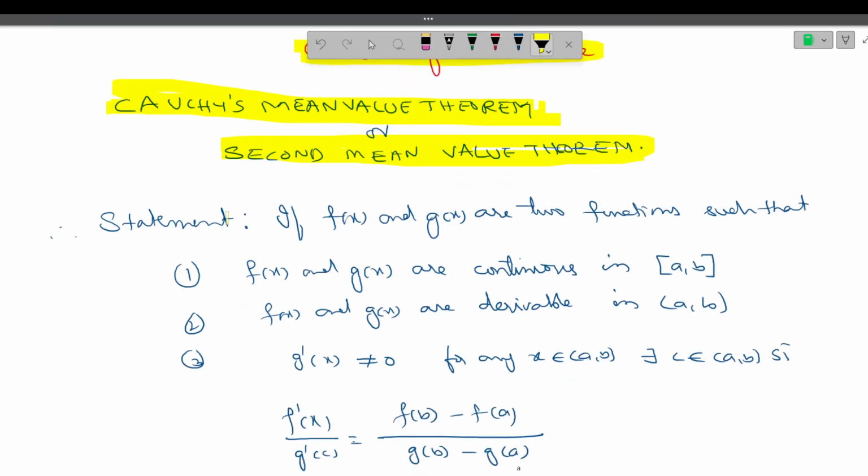So what is the statement? If f of x and g of x are two functions such that f of x and g of x are continuous in the closed interval [a, b], f of x and g of x are derivable in the open interval (a, b), and third, g dash x is not equal to 0 for any value of x belonging to the open interval (a, b), then there exists c such that f dash c by g dash c equal to f of b minus f of a by g of b minus g of a.